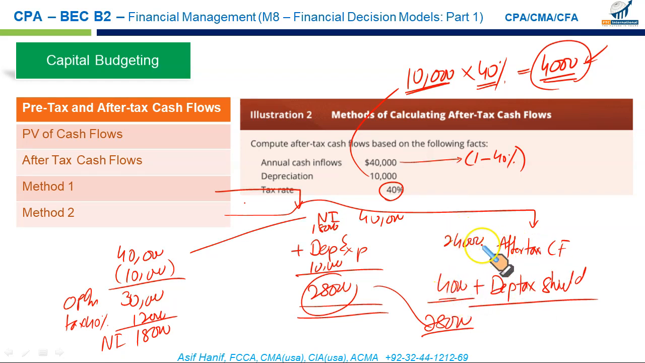So whether you take after tax cash flows plus tax shield, or you take net income plus full depreciation expense, the result would be the same. It is entirely up to you whichever method you want to follow. Totally your choice. And of course, it depends a lot on the question, what information is given. So accordingly, sometimes you may have to use this method or elsewhere this, but you need to know both.